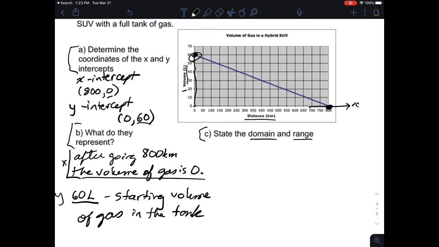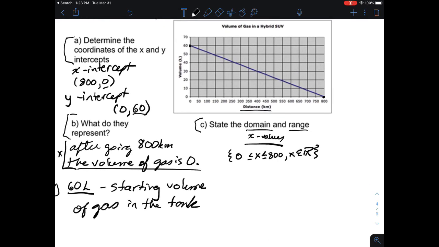So a bit of a throwback to an earlier lesson on domain and range. I'm just going to clear this up so I can see what's going on. So remember, domain tells us the x values. Where is the graph in terms of x? Well, it looks like it starts here and it ends there. So x is between 0 and 800, and x is an element of the real numbers because this is a smooth line or curve. Well, it's a line in this case, but that's my domain.